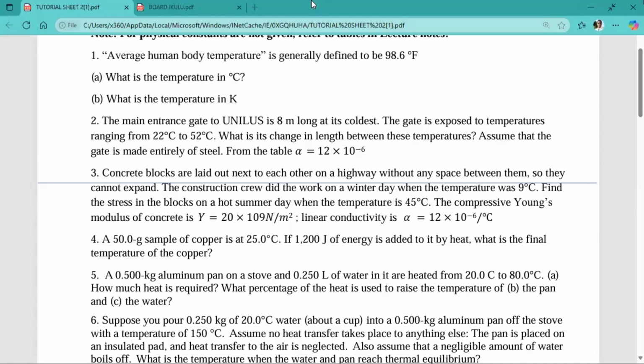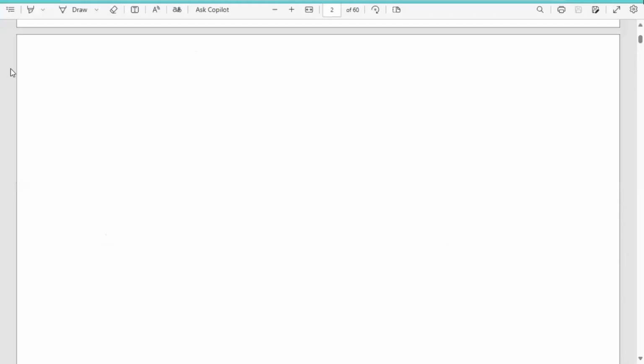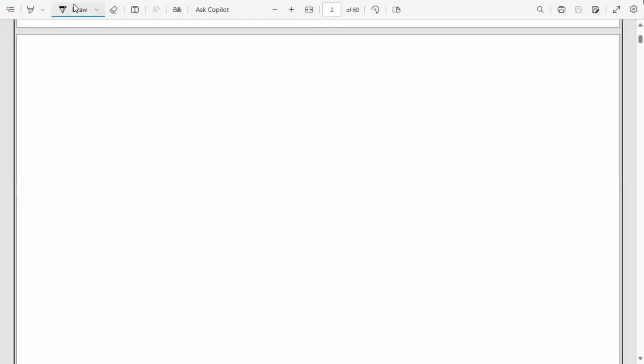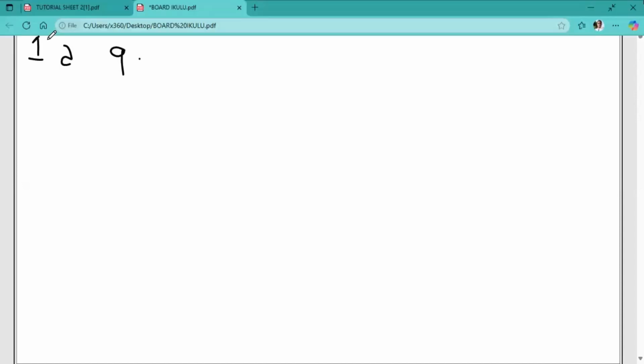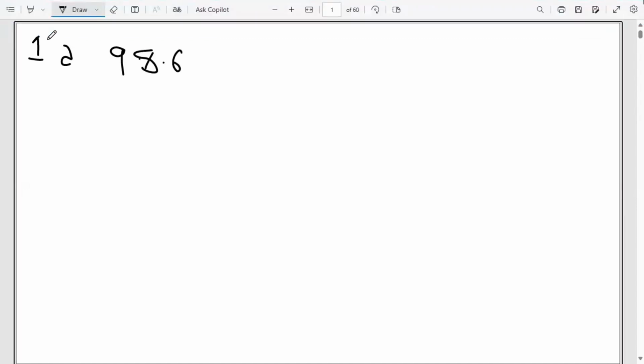So we already talked about conversions between different temperature scales, of which I specified how you can convert from degrees Celsius to Kelvin and from Kelvin to Fahrenheit. So what are we going to do now? You can just say this is our question 1, and part A is saying I should convert 98.6 degrees Fahrenheit to degrees Celsius.